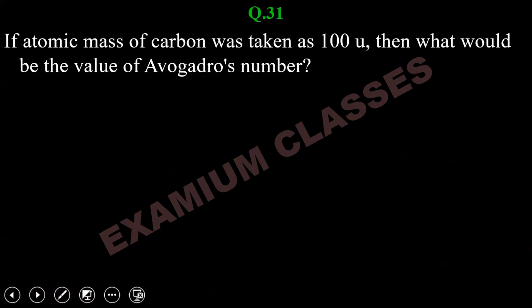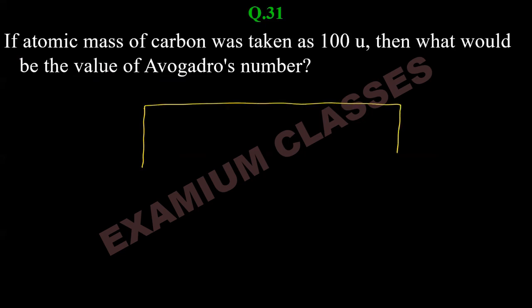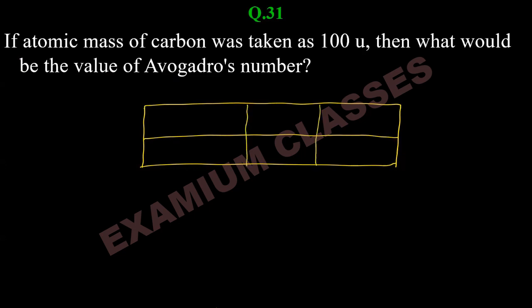Now, next question. The atomic mass of carbon was taken as 100 u. Then what would be the value of Avogadro number? This question is basically of proportionality, what you have done in your 6th, 7th, 8th grade. This is the u, this is the Na. u is 12, Na is 6.022 into 10 power 23. If this is 100, what will this be?